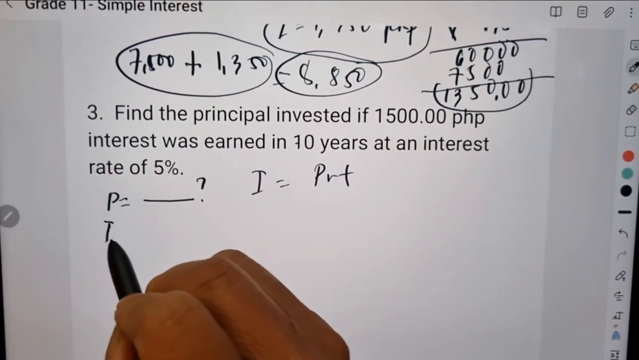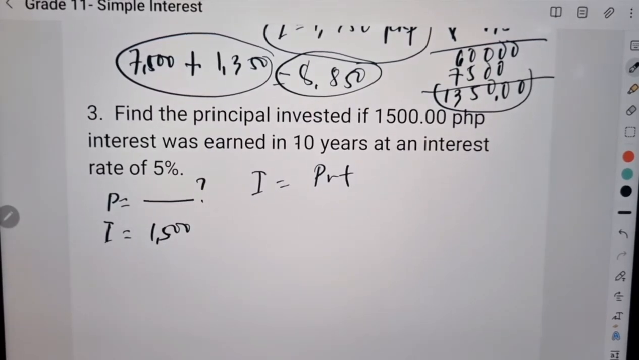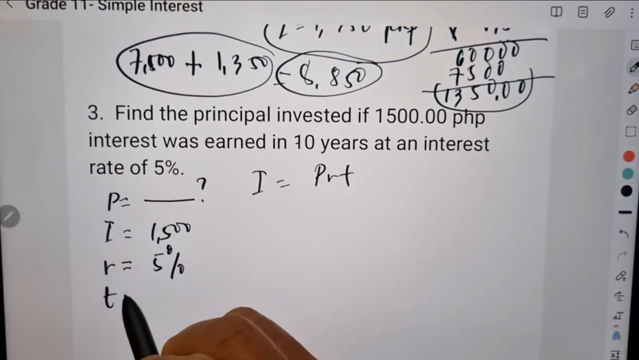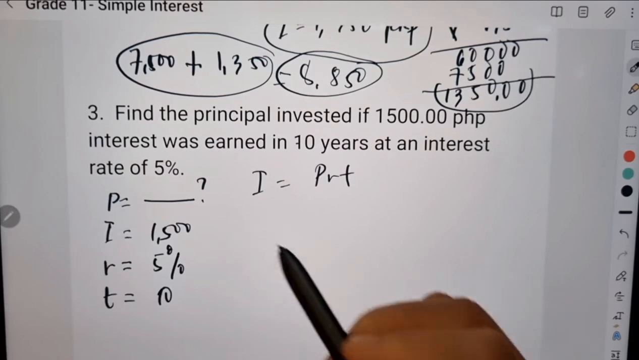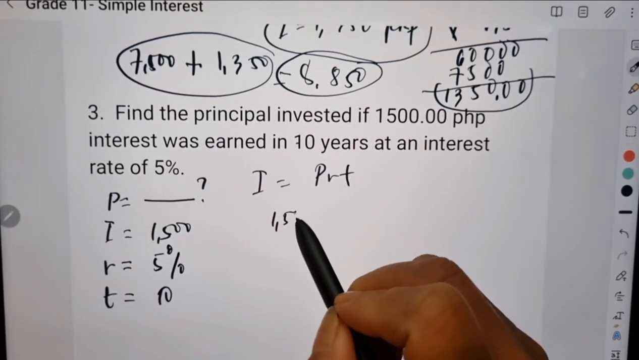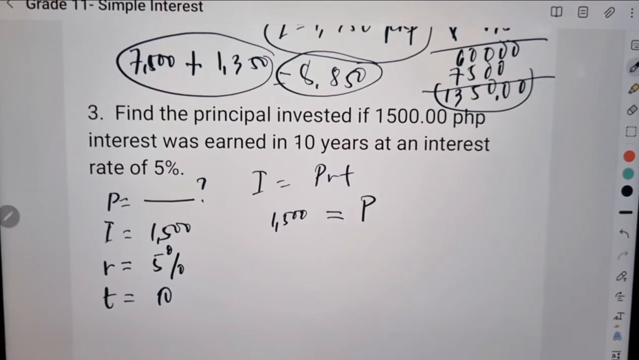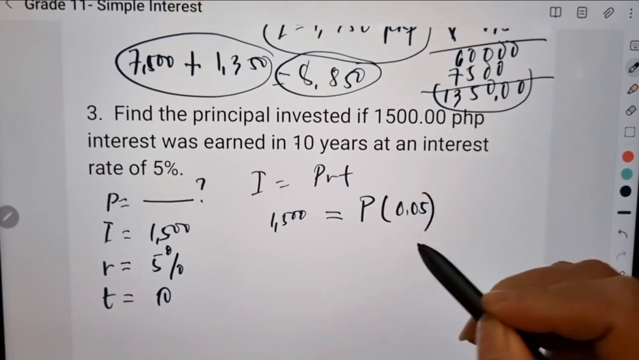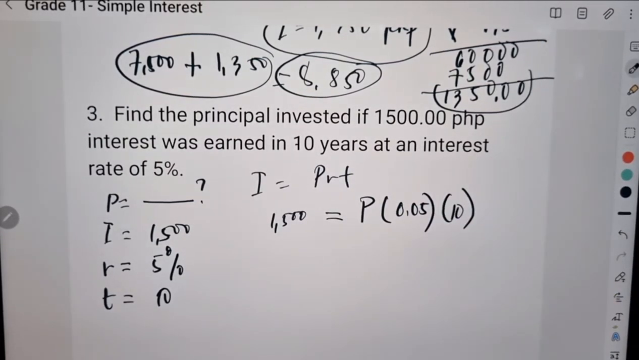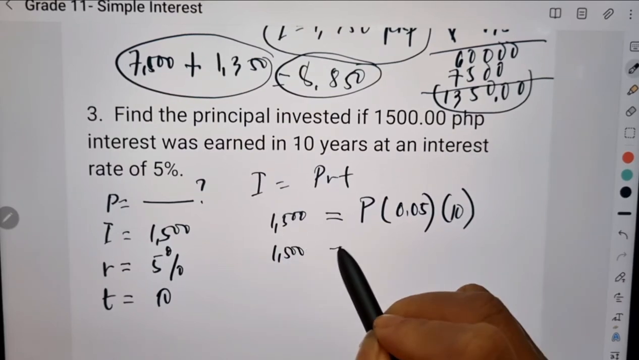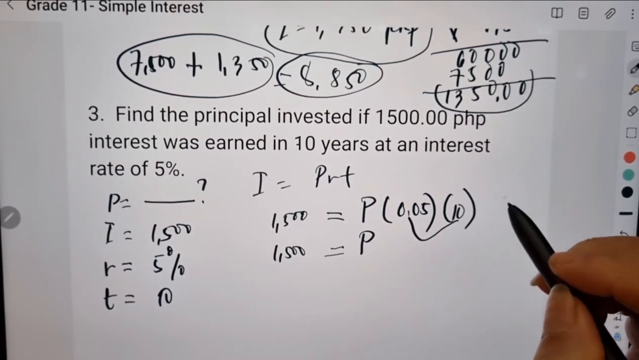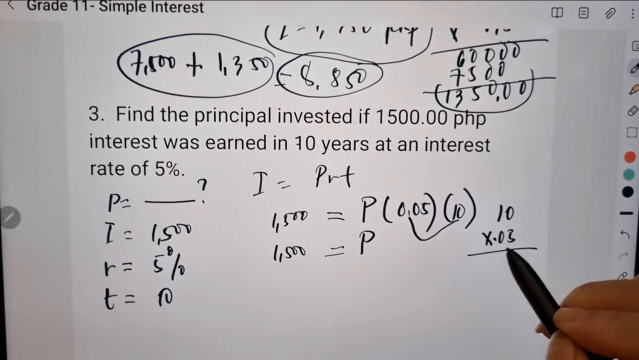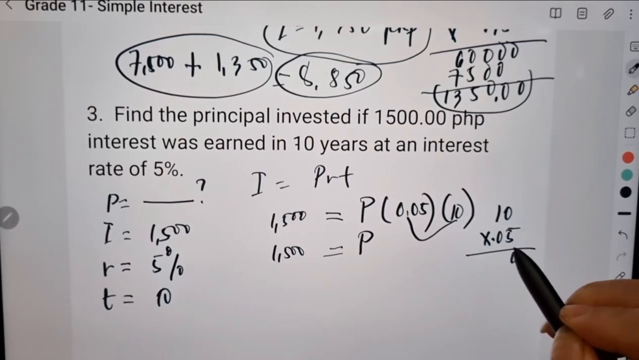Ang interest ay 1,500. At yung rate naman ay 5%. At yung time natin ay 10 years. Okay, apply natin. Instead of I, isusulat nyo ngayon 1,500. Principal ngayon ang nawawala. Then multiply natin sa rate which is 0.05 at yung time natin ay 10 years. Okay? So copy muna natin ito. Copy natin yung P. Multiply muna natin yan. 10 times 0.05.